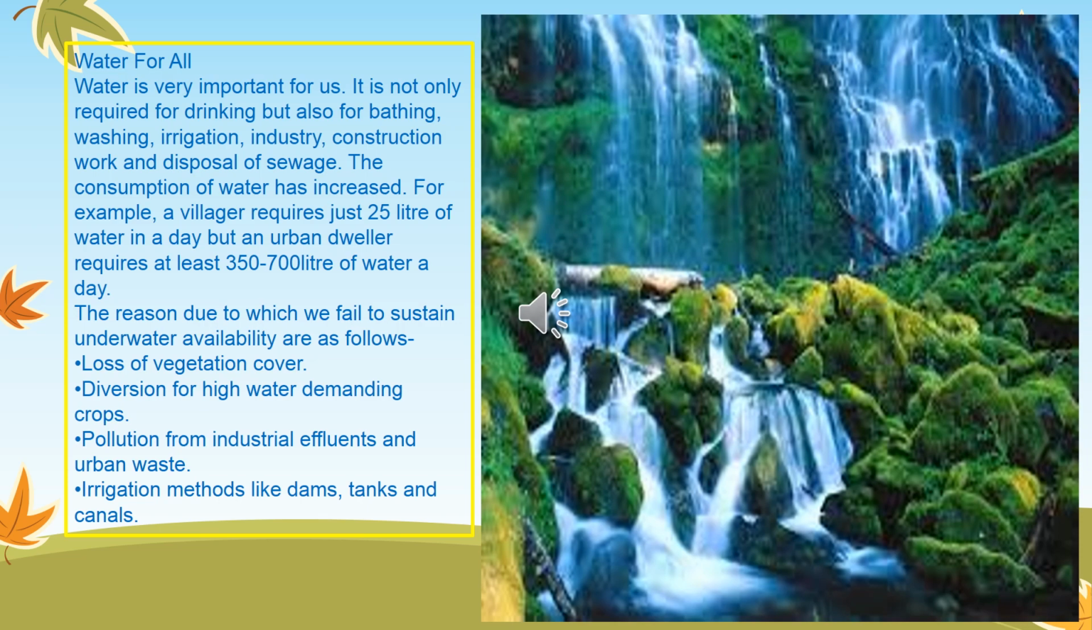Then irrigation methods like dams, tanks, canals, they all store a lot of water, and availability of water to the common man has become less. So how to ensure the supply of water 24 into 7? Let us discuss that now.